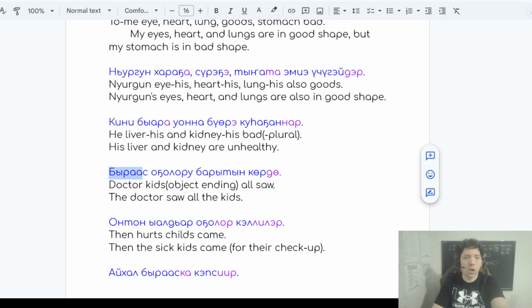Baras agalaru baratan kurdu. The doctor saw all the kids. Ondan veljar agalar kelliler. Then the sick kids came for their checkup.